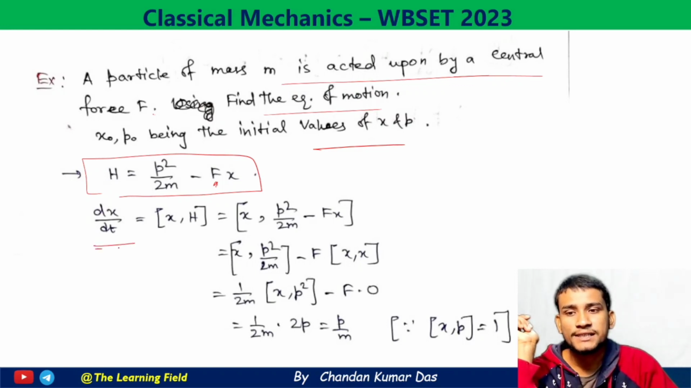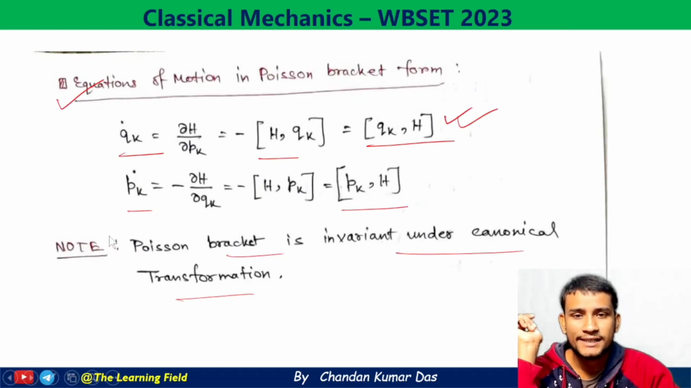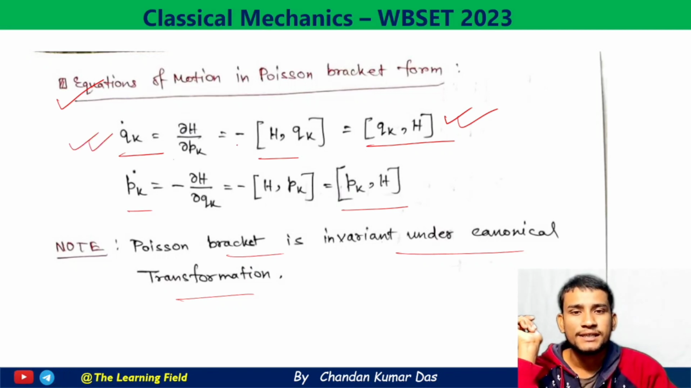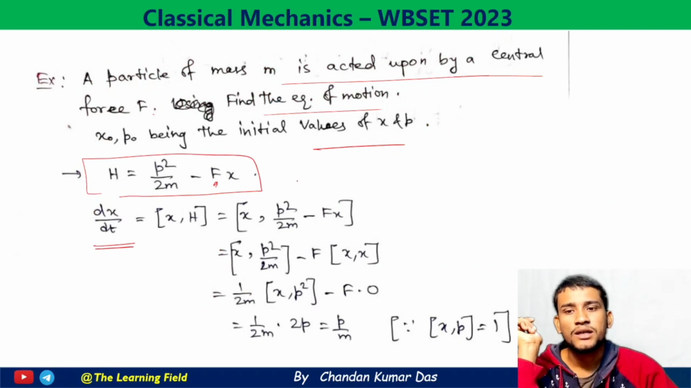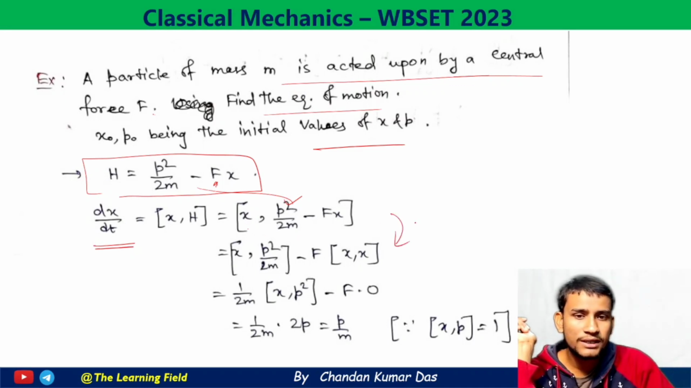Now dx/dt, this is equal to what? From the equations of motion we can write dx/dt equal to [x, h], since x is a position coordinate, and in [x, h] we put the values of x and h. Now this is the linearity property, we use the linearity property here.